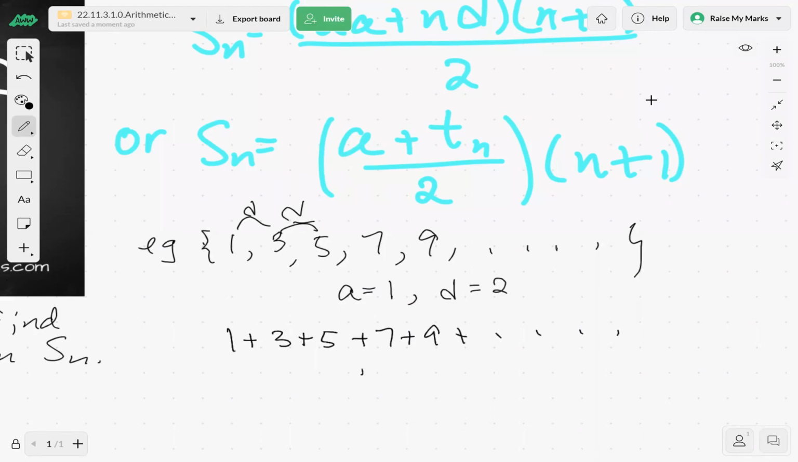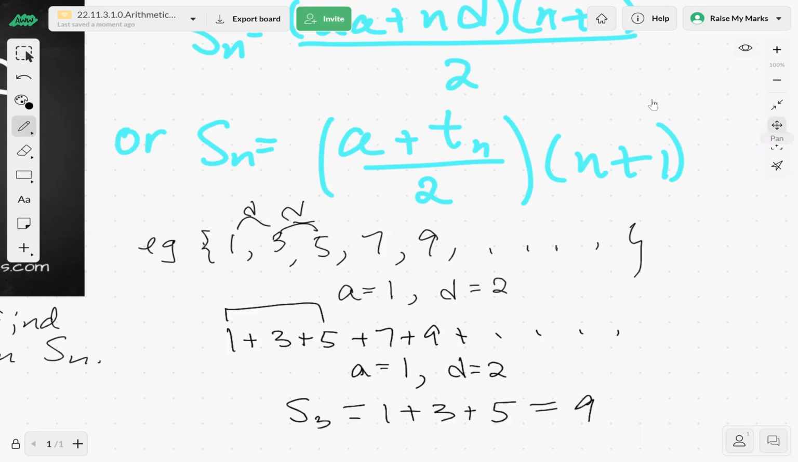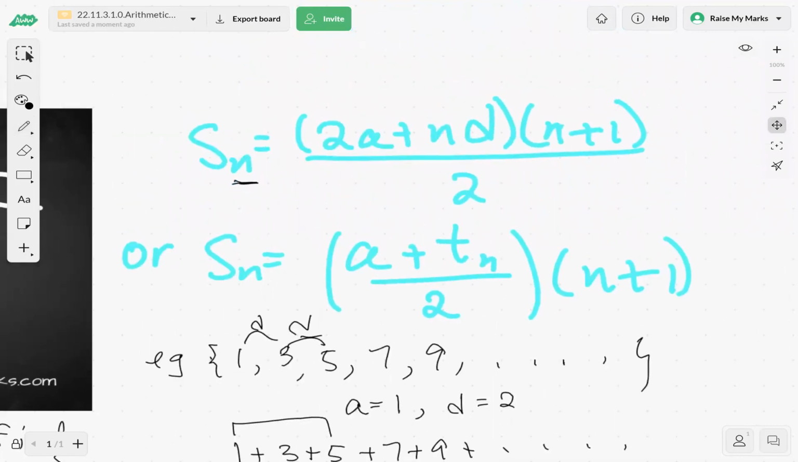So again, we have an initial value and the common difference, but now our goal, or usually something of interest to us, is the sum of the first n terms. For example, S3 would be the sum of the first 3 terms. So it equals 1 plus 3 plus 5 in this case. And what does that equal? That equals 9.